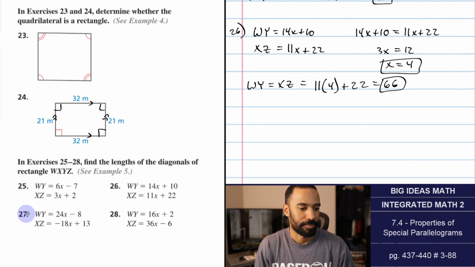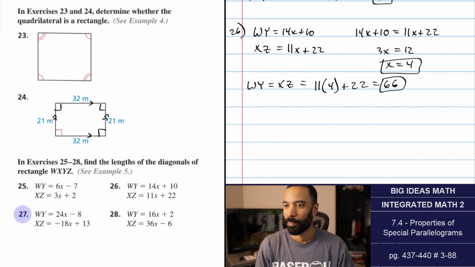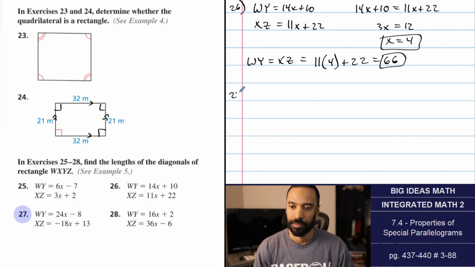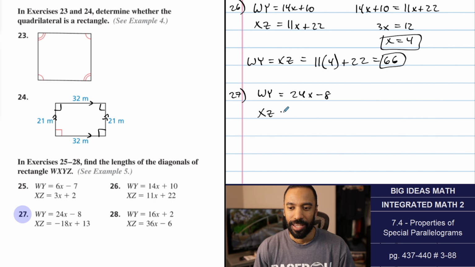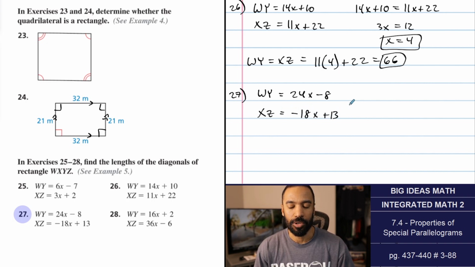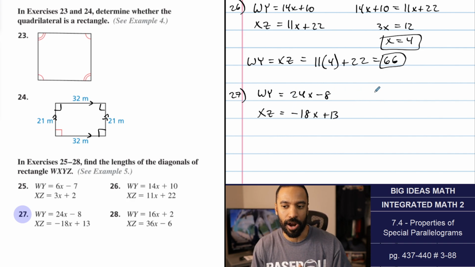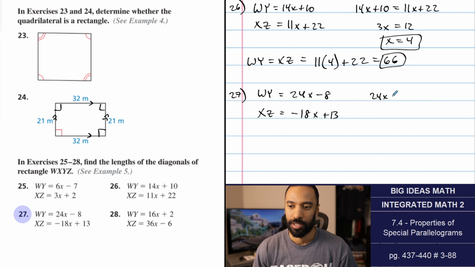Number 27. Okay, WY. By the way, you didn't need to make the drawing. I didn't know what kinds of problems we were going to have here. They're all diagonal based, but it's nice to get the drawing to confirm what it is that you have. But like I said, you don't need the drawing if you know that W and Y are opposite each other in that way. So they do make diagonals.